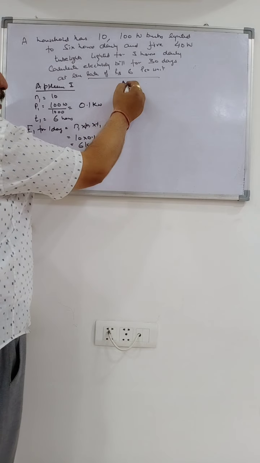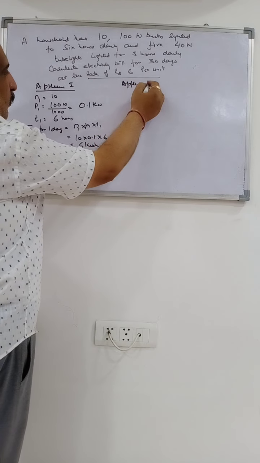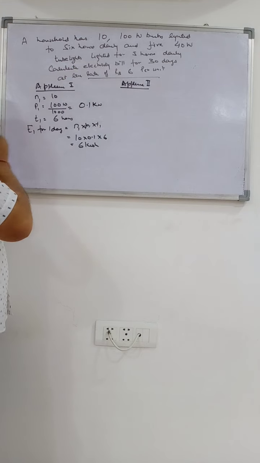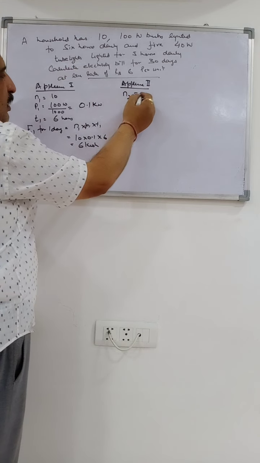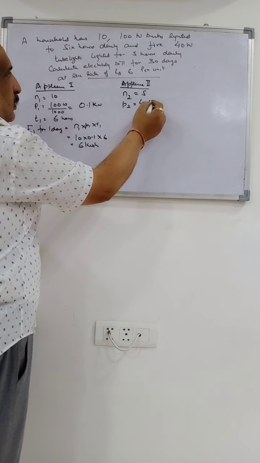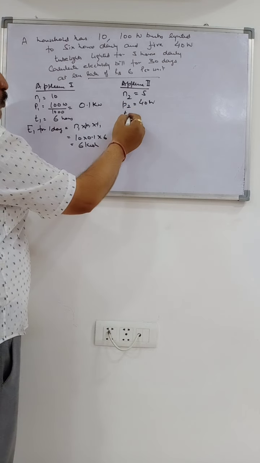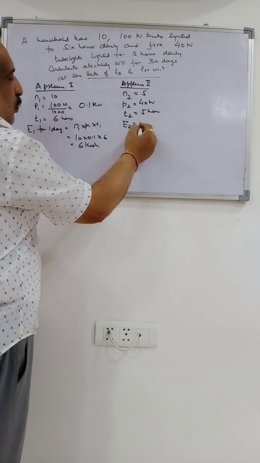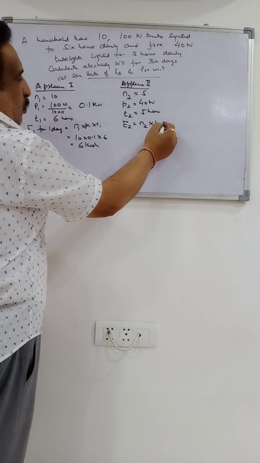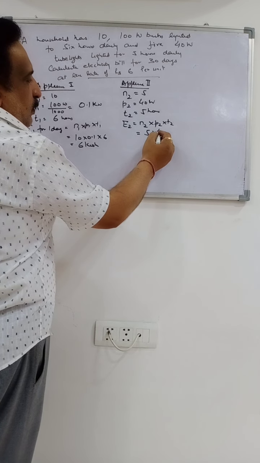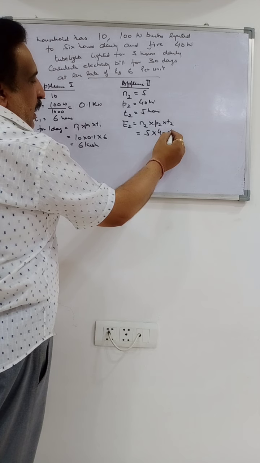Now you have appliance 2. Which is appliance 2? Tube lights, of 40 watts, number is 5. N2 is 5, P2 is equal to 40 watts and time T2 is equal to 5 hours. So what will E2 be equal to? N2 into P2 into T2. What is N2? 5, power 2 is 40, into time 5.